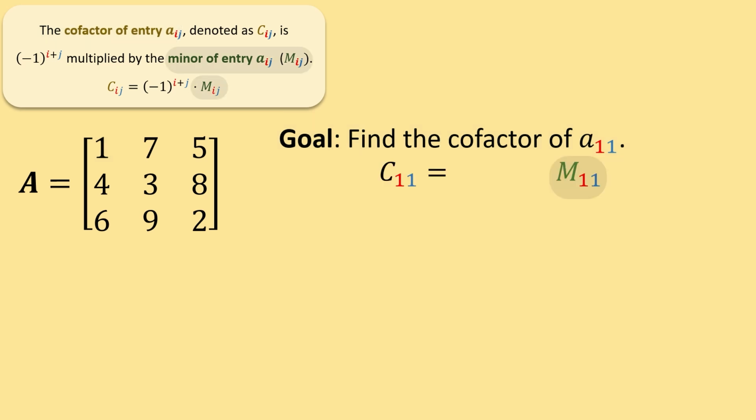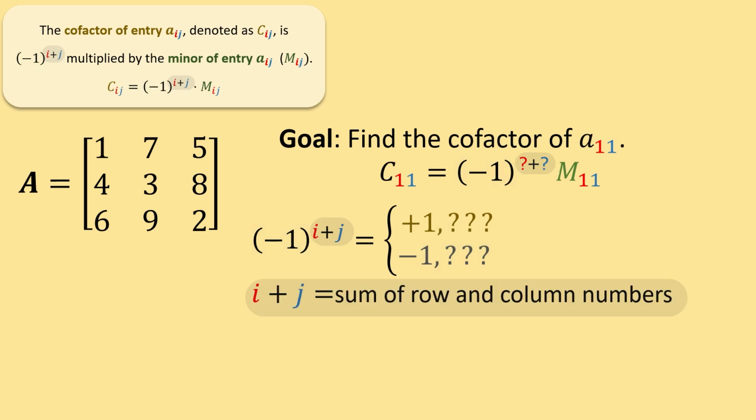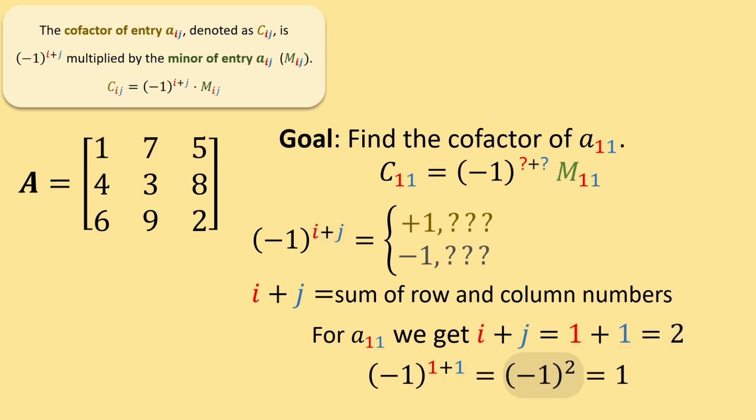It is just the minor of a sub 1, 1 with a +1 or a -1 multiplied by it. How do we know if we multiply by +1 or -1? We can tell which value it will be based on the sum of the row and column numbers of the entry selected. For the cofactor of entry a sub 1, 1, the entry is in row 1 and column 1. The sum of the row number and column number is 2, and so -1 raised to the second power is equal to +1. Essentially, we get +1 when the sum of our row and column numbers is even.